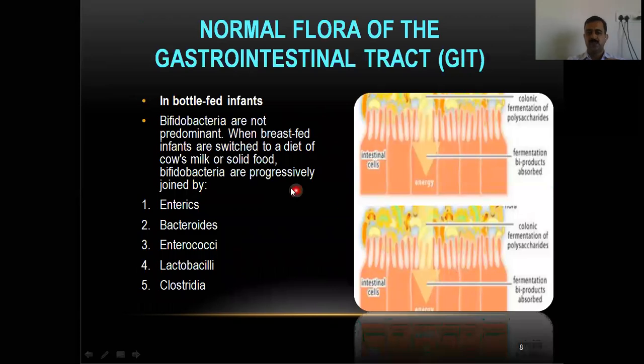Now, in bottle-fed infants, bifidobacteria are predominant, while in breastfed infants who switch their diet to cow's milk or solid foods, bifidobacteria are progressively joined by other bacteria. Which bacteria come through the milk? Enterics, bacteroides, enterococci, lactobacilli, and Clostridium. These are all bacteria which start to colonize after the birth of a human being.